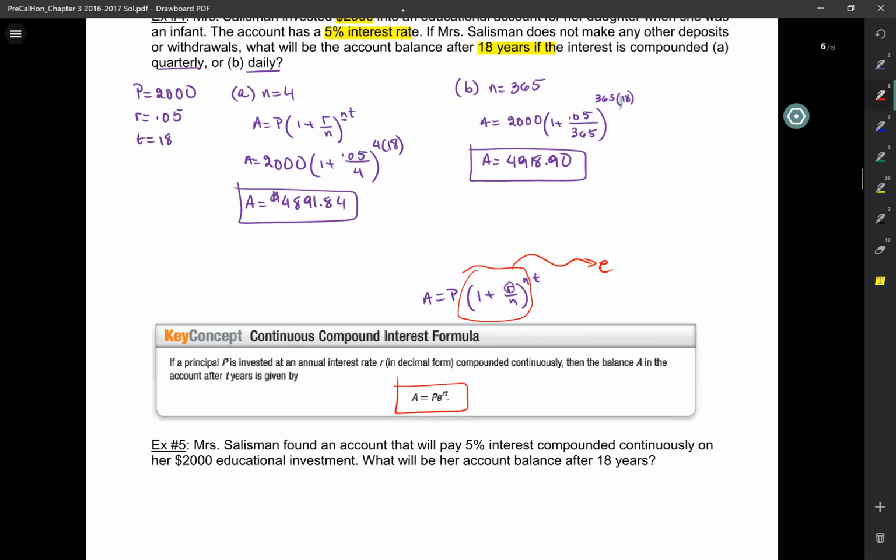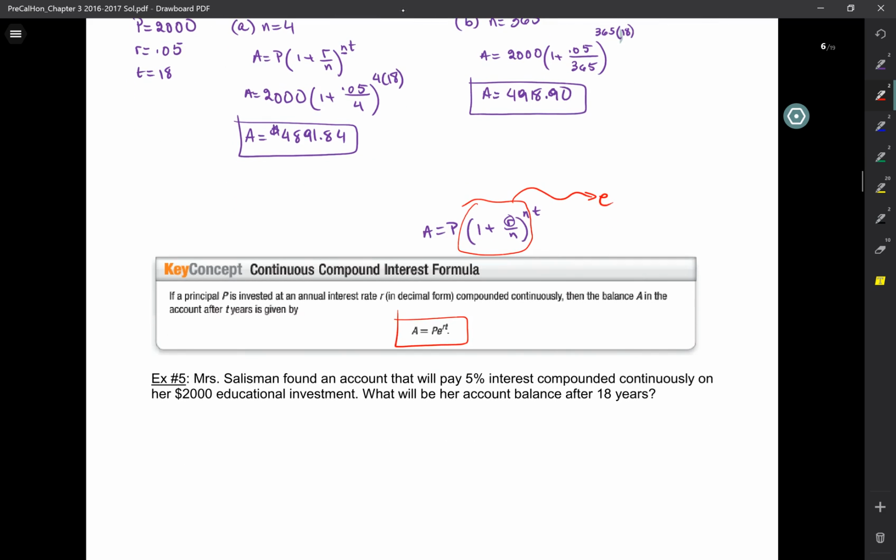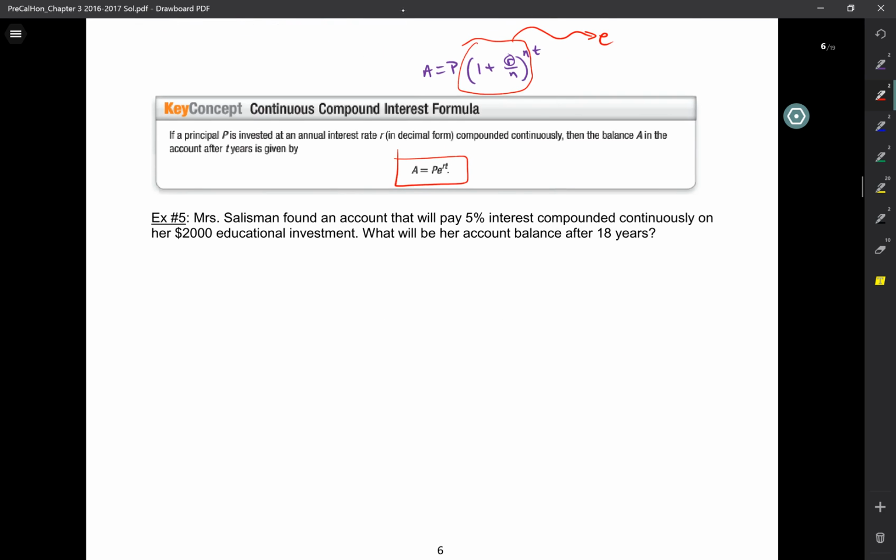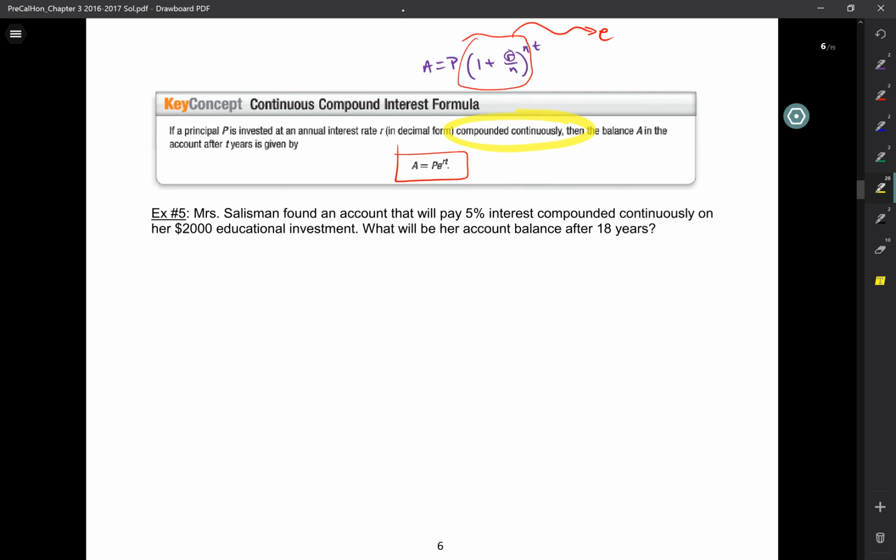And I call this the Purdy formula because it's, well, Purdy. It's aka, otherwise known as APERT. Well, here it is. This formula is used only when interest is compounded continuously. So in this case, she's lucky.